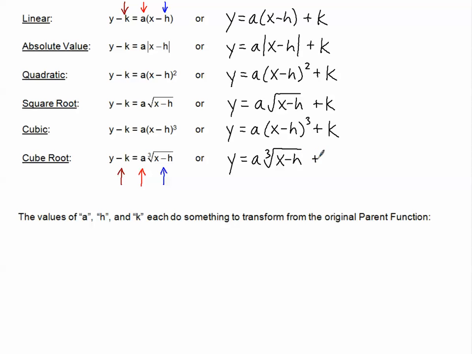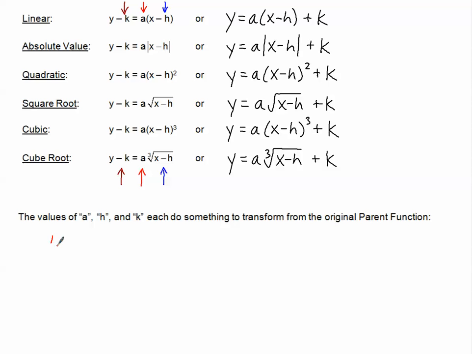So sometimes you're going to see it in this form where K is hiding over here with the Y. Sometimes it will have been added to the other side and K would always be over here on the other side. It's nice that A, H, and K are always in the same spot no matter what the parent function is, because A, H, and K each do something different to transform our new graph from the original parent function.